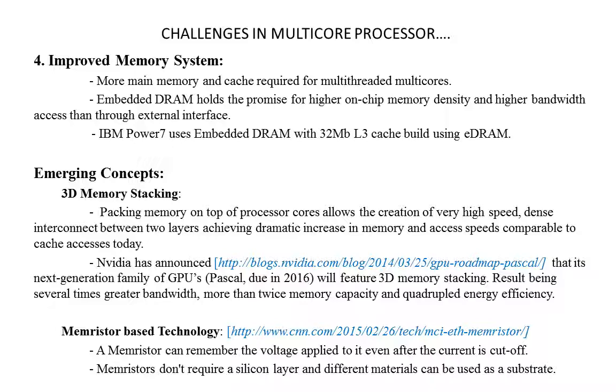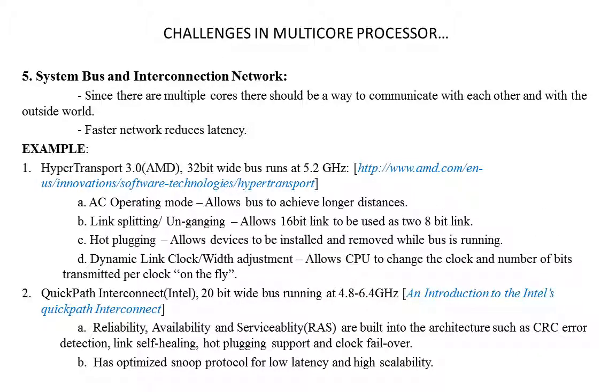Now we'll move on to the next challenge, system bus and interconnection. Extra memory will be useless if the amount of time required for a memory request doesn't improve as well. Redesigning the interconnection network between cores is a major focus of chip manufacturers nowadays. Examples of system bus include HyperTransport and QuickPath Interconnect. I'll just talk about the features of these technologies which will help the multi-core processors rather than explaining them in detail. Now looking at HyperTransport, it supports AC operating mode which allows the bus to achieve longer distances.